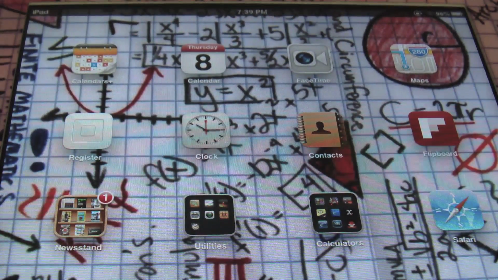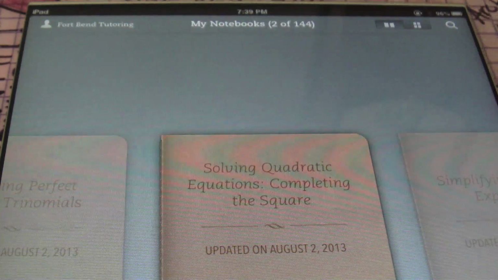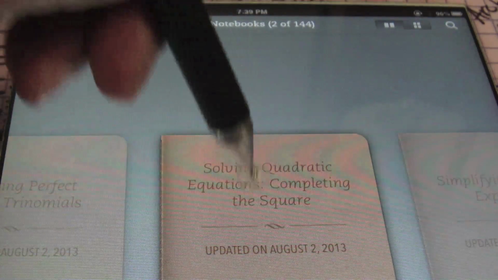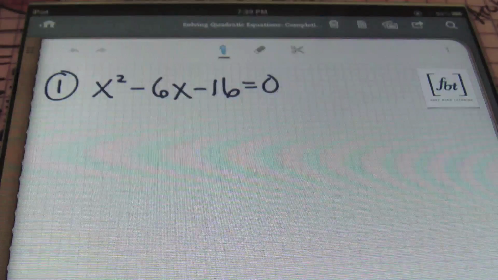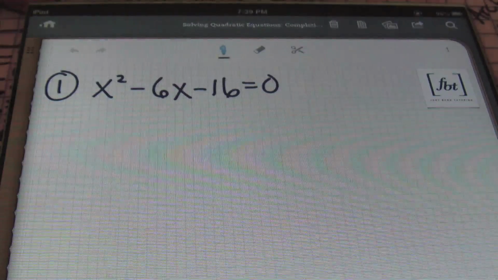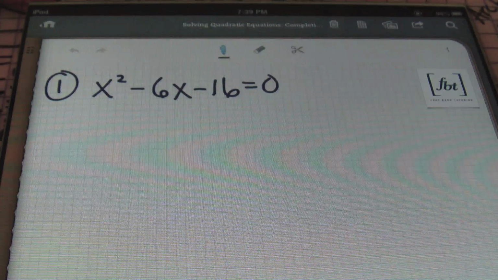Hello ladies and gentlemen, this is Mr. Witt with Fort Bend Tutoring, and today's tutorial is going to be about solving quadratic equations using the completing the square method. Alright ladies and gentlemen, at first when I was in school I used to dread this method, but now I've grown accustomed to it and it's pretty good if you know what you're doing.